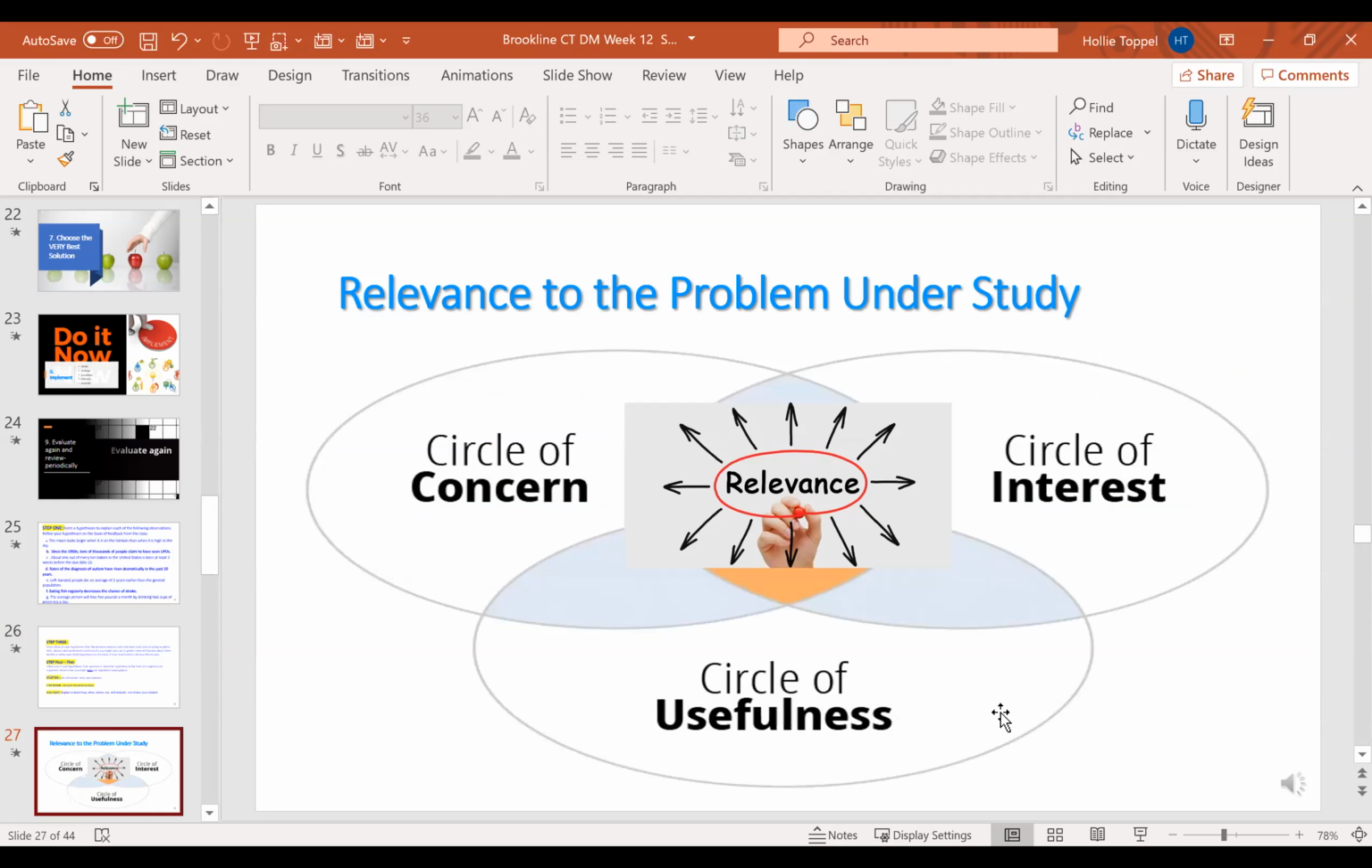What is the circle of concern? Is the circle of concern also the circle of interest and the circle of usefulness? All right, so they had this with some of the drugs that they were talking about, worked or non-worked, and that's why.